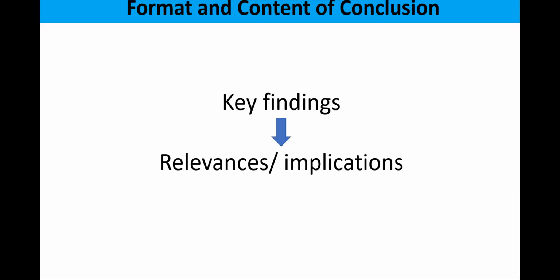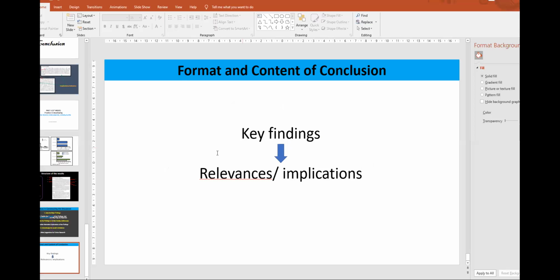And related to conclusions, there are only two parts: first, you describe the key findings of your research, and the second part is the relevance or implications. I found in some of your articles that you just put the key findings, but you did not follow it with a description of relevance or implications of the study. So we will look at some samples of your articles.